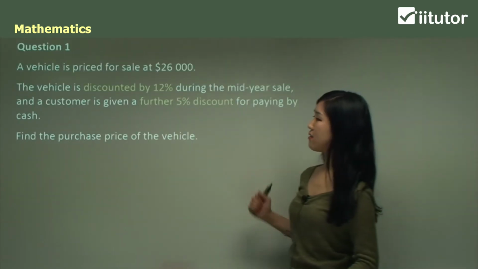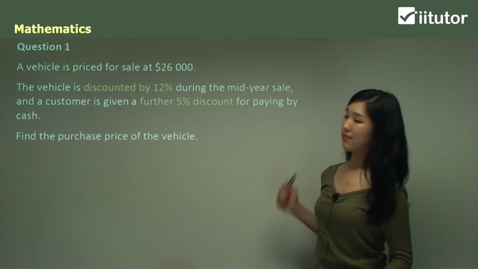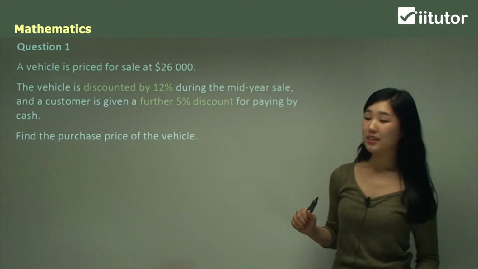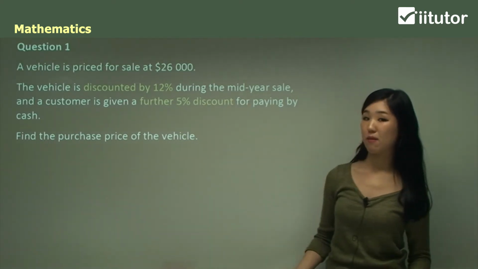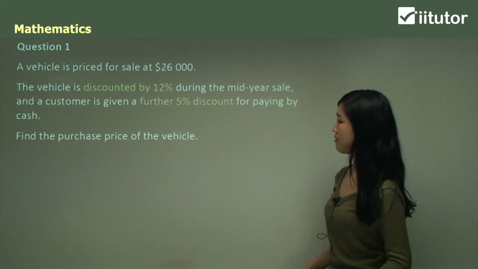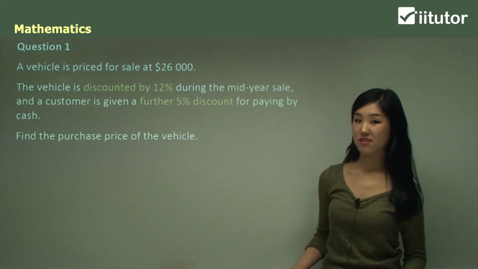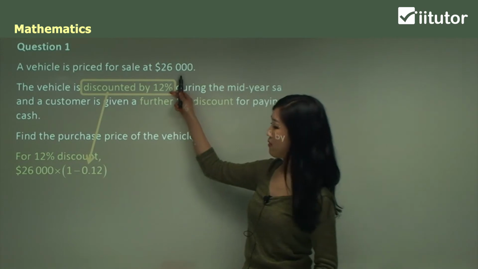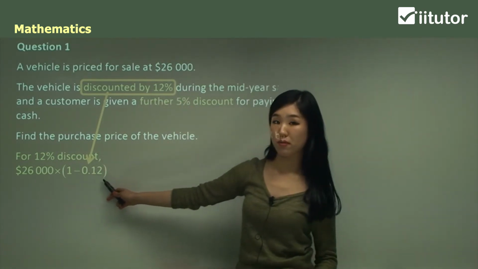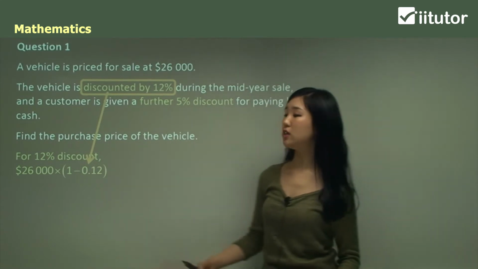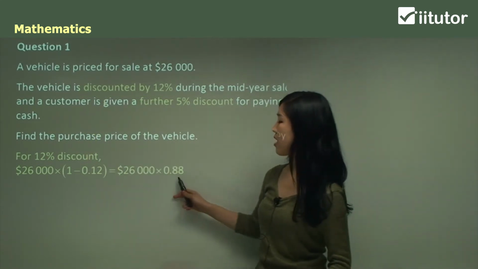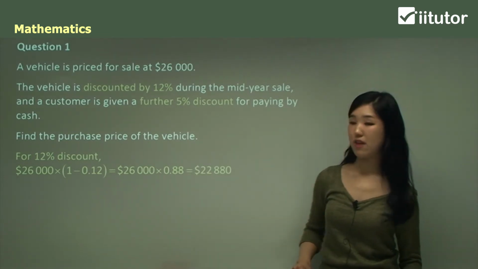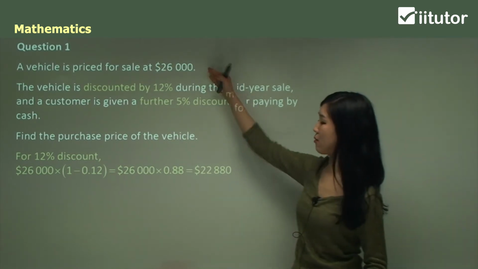Starting with question 1, it says a vehicle is priced for sale at $26,000. The vehicle is discounted by 12% during the mid-year sale, and a customer is given a further 5% discount for paying by cash. Now find the purchase price of the vehicle. So it's basically the same question, isn't it? For the 12% discount, I'm going to do the original price of the vehicle times 1 minus the 12%, or 1 minus 0.12, and that's basically 26,000 times 88%, or 0.88 as a decimal. Just calculate that, you should get 22,880, which is less than that because we've discounted.